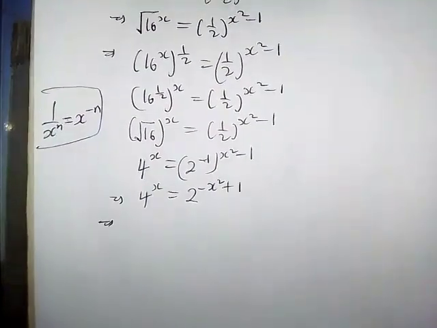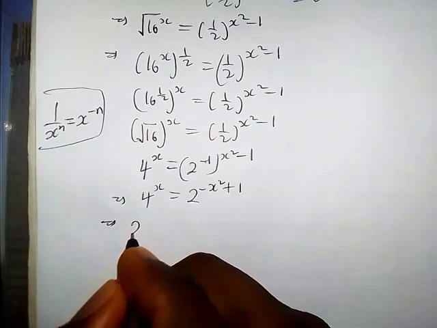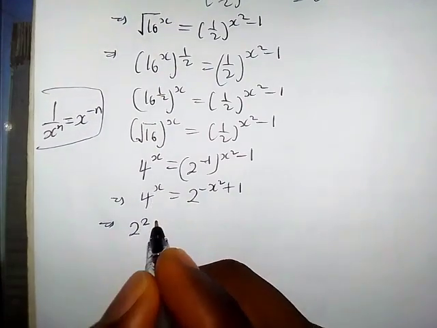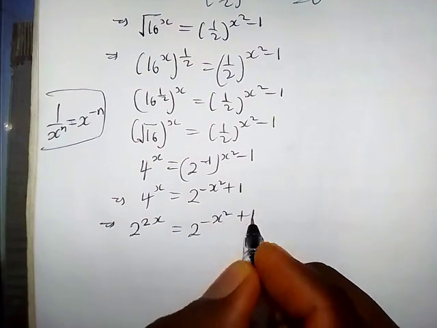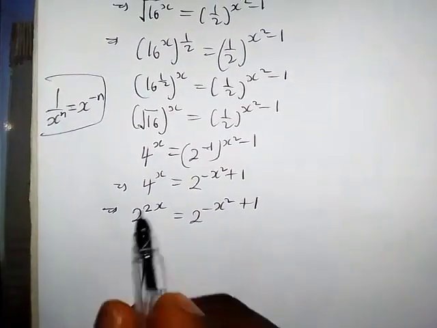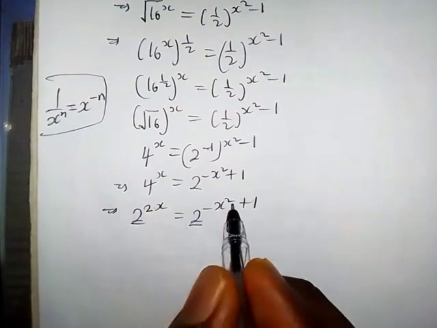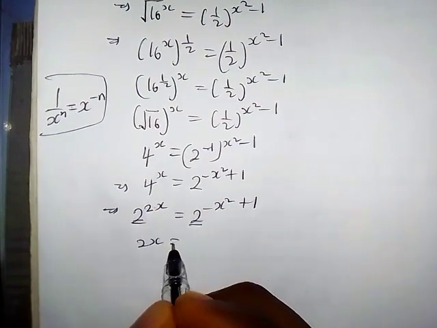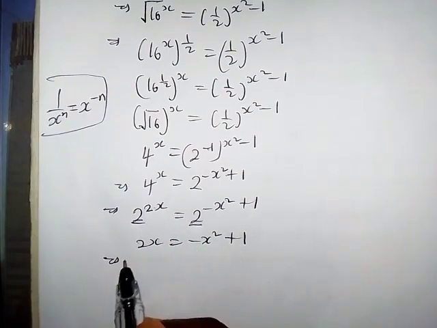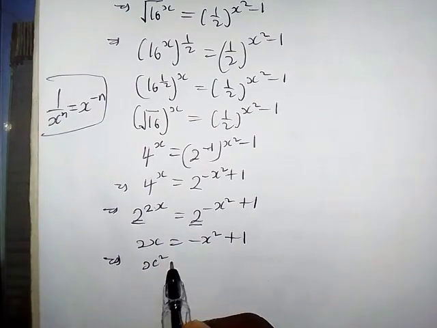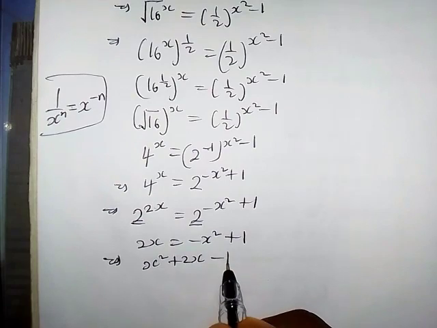So 4 can also be written as 2 squared, and raised to the power x we have 2x, equals 2 raised to minus x squared plus 1. Since the bases are of the same form, we can equate the powers. So we have 2x equals minus x squared plus 1. Let's collect the like terms. When we do that, we have x squared plus 2x minus 1 equals 0.